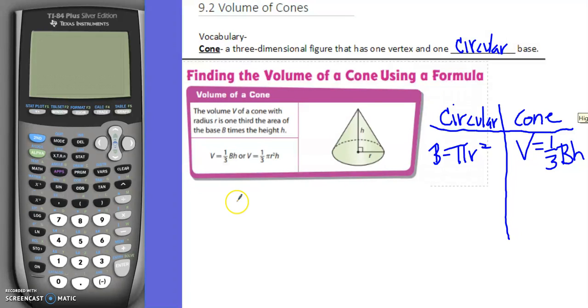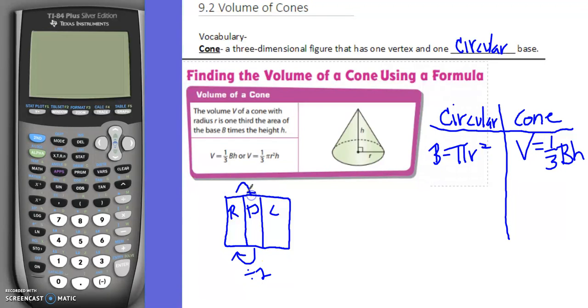Also, remember when you're dealing with the area of the base that you have to have the radius. So to go from diameter to radius, you have to divide by 2, and to go from radius to diameter, you have to multiply by 2. All right, let's take a look at example 1.